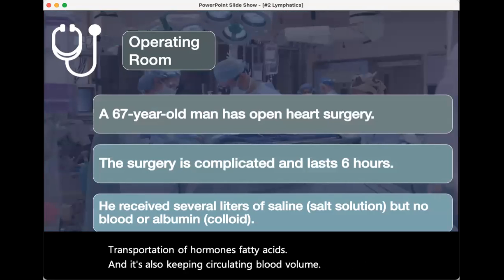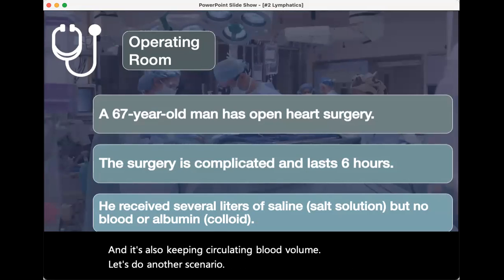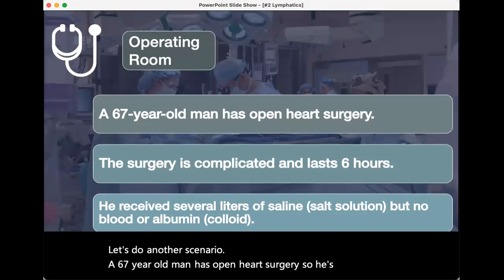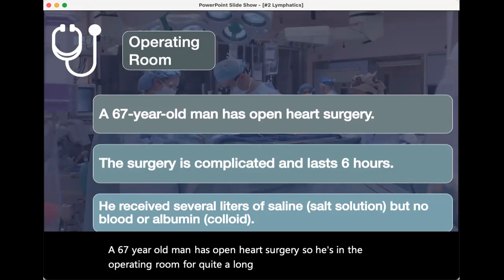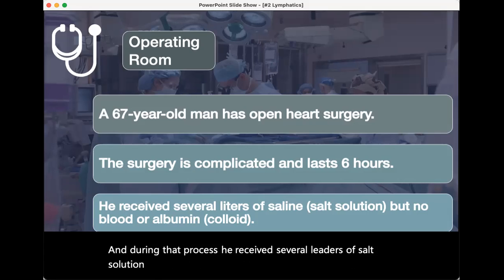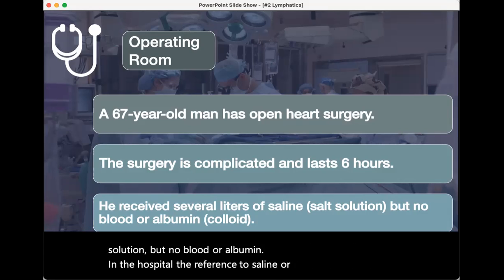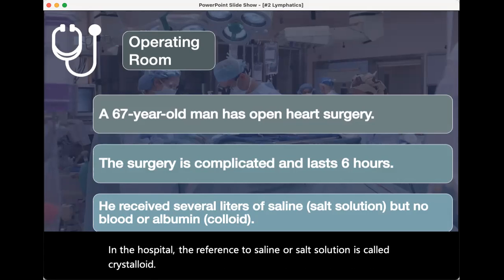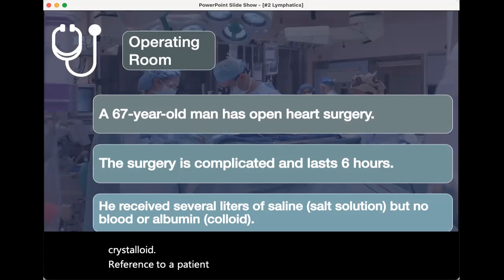Let's do another scenario. A 67-year-old man has open heart surgery. So he's in the operating room for quite a long time. It lasts 6 hours. And during that process, he received several liters of salt solution, but no blood or albumin. Now, in the hospital, the reference to saline or salt solution is called crystalloid. Reference to a patient receiving blood or albumin, they would call that a colloid.